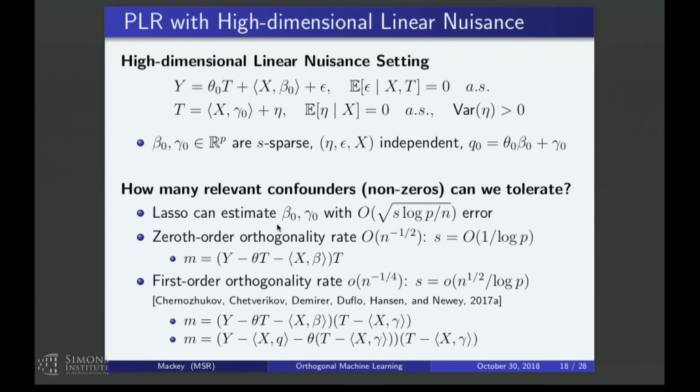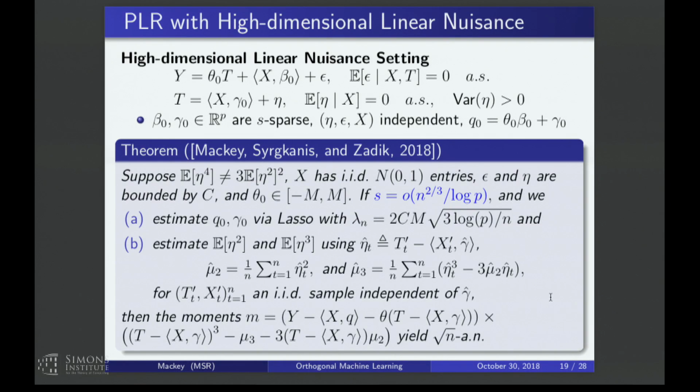If we use first order orthogonality, where I need only n to the minus 1/4 rates, I can actually let my sparsity grow. If I'm in a setting where I want to use nonlinear functions and I'm doing basis expansions, this lets my sparsity grow at a rate of n to the 1/2 over log p. That's much better, and I can support much more complicated functions that way. Now, what we can show is that if you use these second order orthogonal moments and particular estimates for all those nuisance functions that I mentioned, you can get away with n to the 2/3 over log p instead of n to the 1/2.